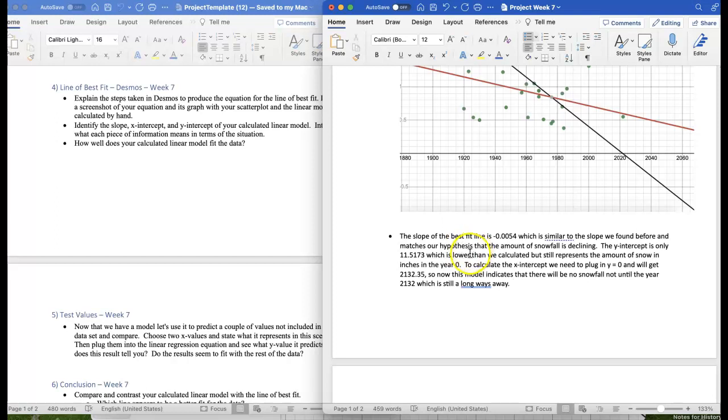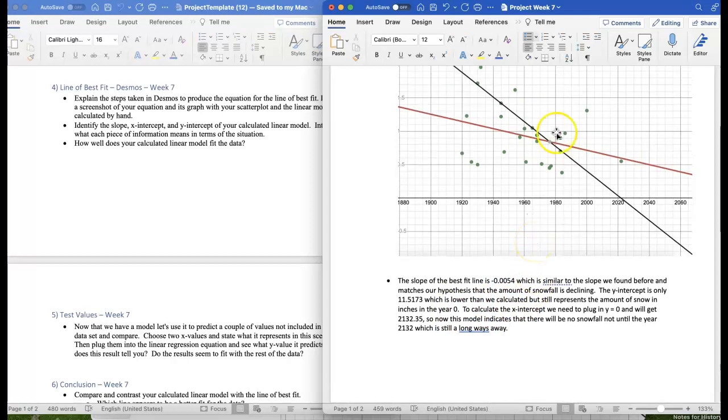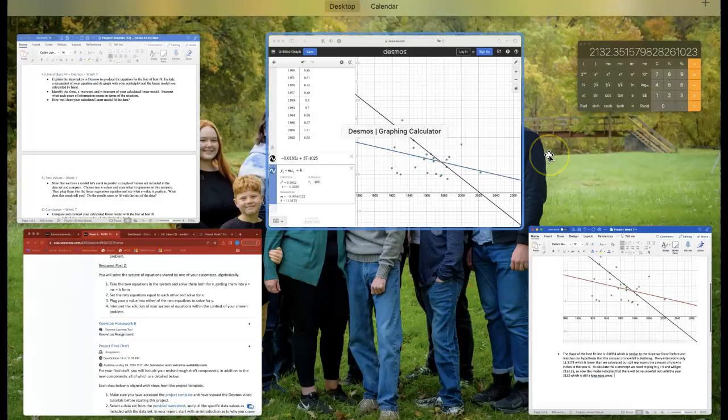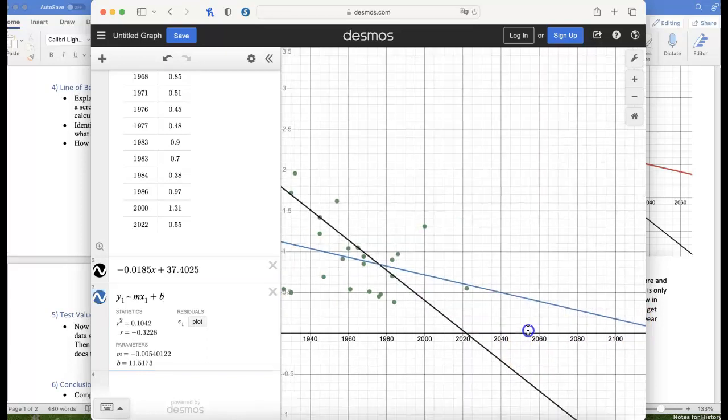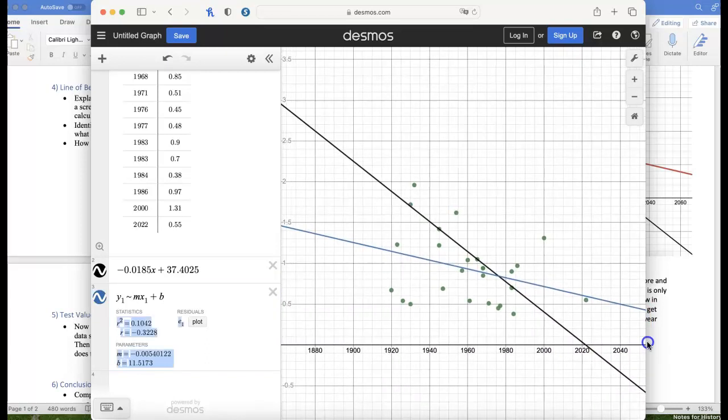So my y-intercept tells me how much snowfall there was in the year 0. My x-intercept tells me the year that there will be no snowfall. And it's a little more interesting this time because this graph is a little different. It's a little less steep. So it's going to take a little longer to hit 0. Before, we hit 0 right around now. But over here we're not going to hit 0 for a long time.